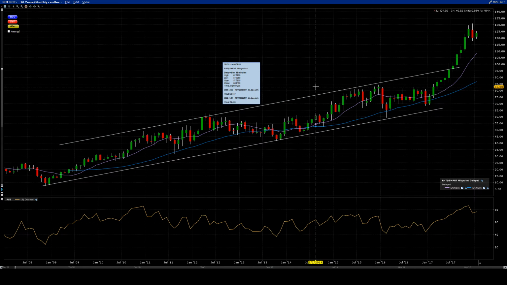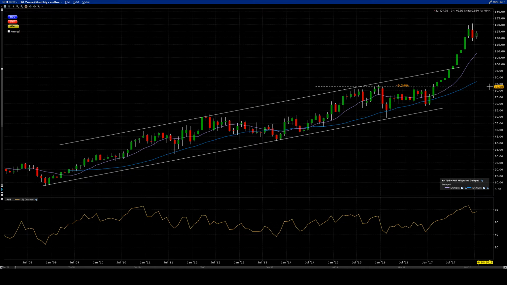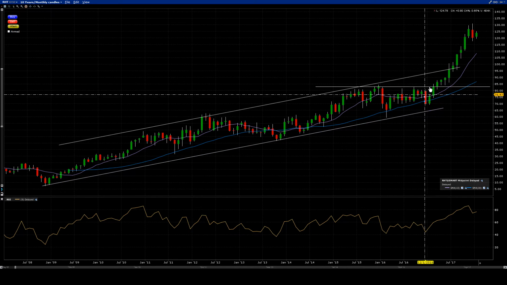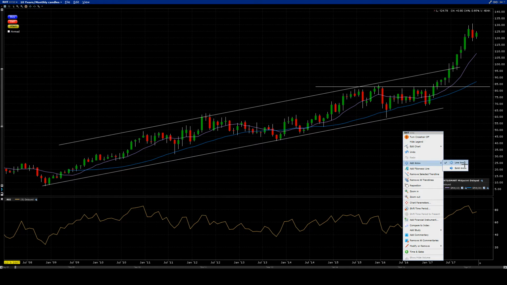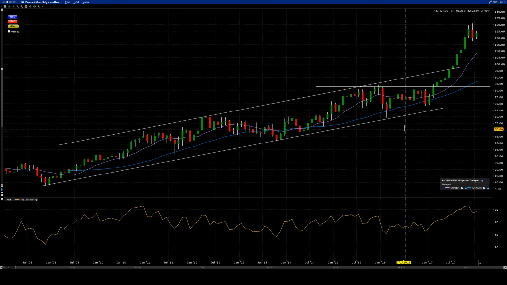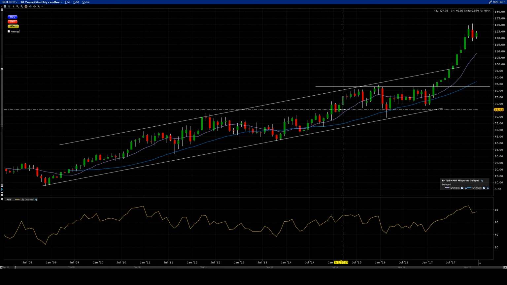And another pattern has emerged around the $85 level, $83 level, and there was a breakout right there. So a bullish move above a bullish move. So we had a consolidation within the ascending trend line.